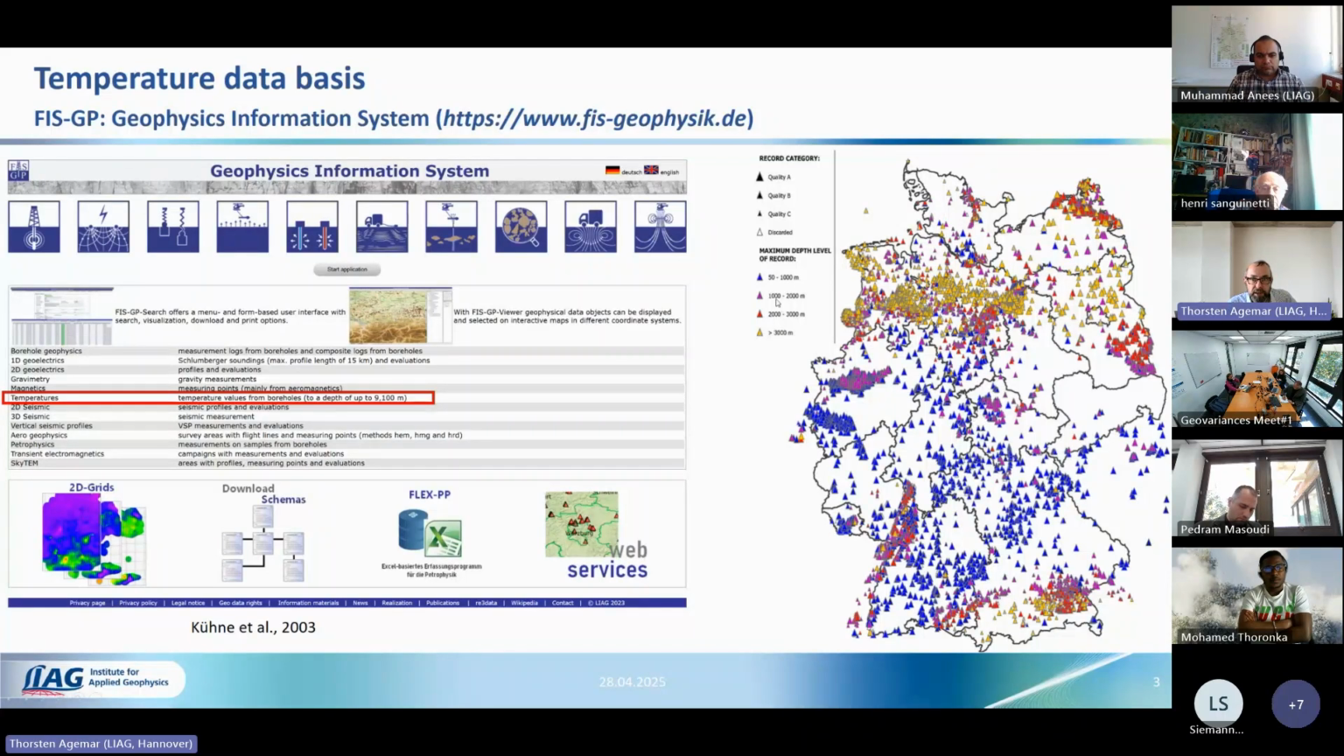The coloring shows the depth level of the information. So yes, in some areas we have deep information, and especially in the middle of Germany, in the highlands area, we have very little deep data, mostly shallow data. Generally, we could say we have more shallow data, up to 1,000 meters, compared to data going deeper than 3,000 meters. There's one well in northeastern Bavaria going down to 9,100 meters. It's the deepest well in Germany.